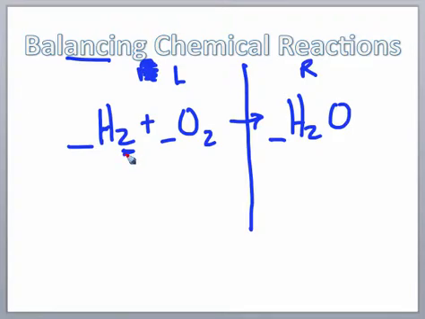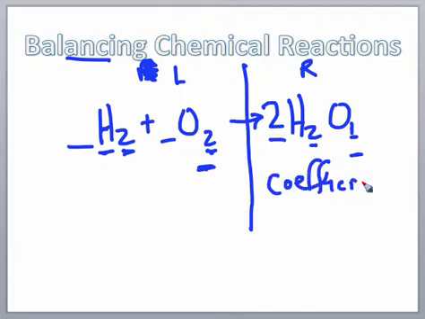So for instance, here we have 2 hydrogens. Over here we have 2 hydrogens, so that's good. They balance. Here we have 2 oxygens, but over here our subscript is 1. Remember, when we don't have a subscript, it's implied that it's 1. So we have 2 oxygens on this side, but only 1 on this side. So what we need to do is we're going to put a 2 in front of this water. That 2 we call a coefficient.